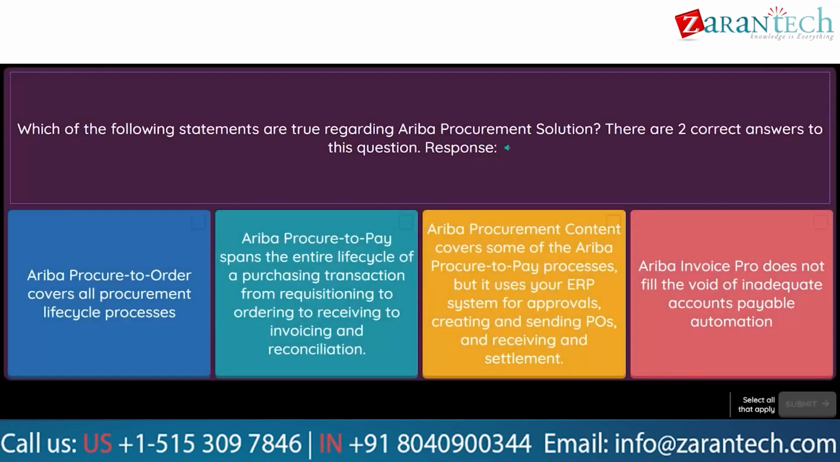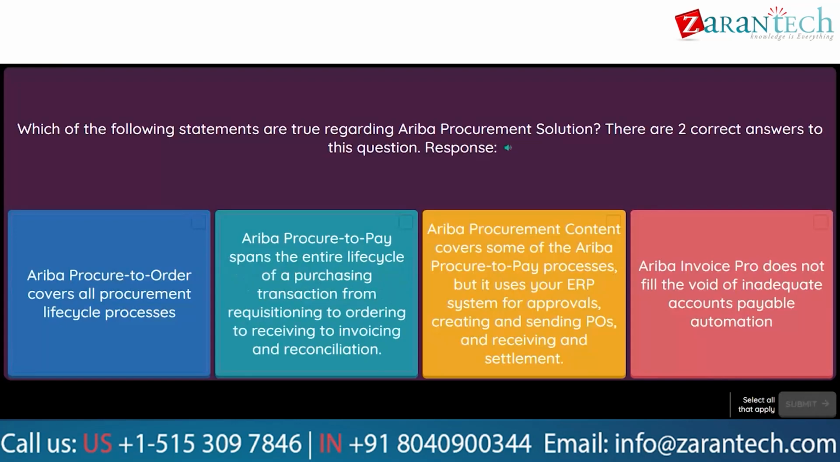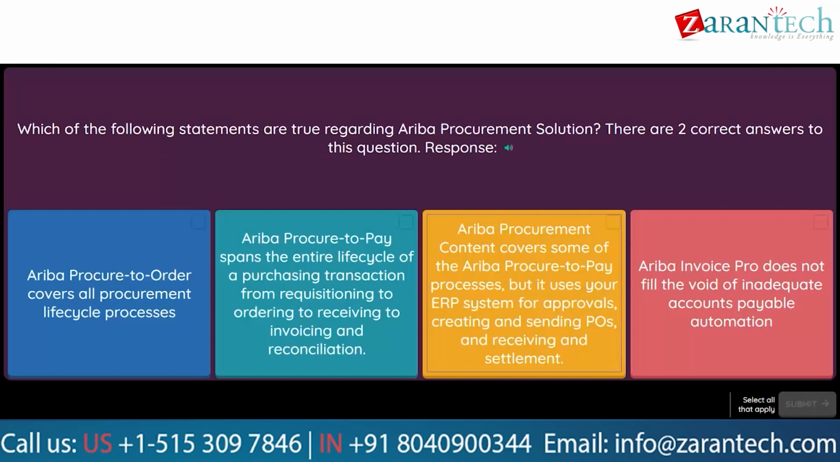Question: which of the following statements are true regarding Ariba Procurement Solution? There are two correct answers to this question. Response: Option 1, Ariba Procure to Order covers all procurement life cycle processes. Option 2, Ariba Procure to Pay spans the entire life cycle of a purchasing transaction from requisitioning to ordering to receiving to invoicing and reconciliation. Option 3, Ariba Procurement Content covers some of the Ariba Procure to Pay processes, but it uses your ERP system for approvals, creating and sending POs, and receiving and settlement. Option 4, Ariba Invoice Pro does not fill the void of inadequate accounts payable automation.